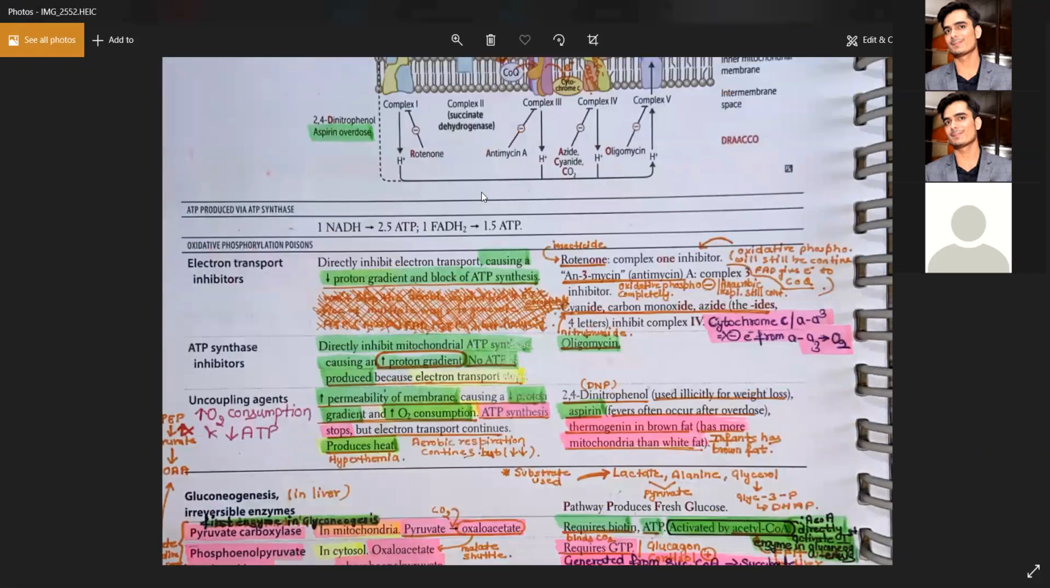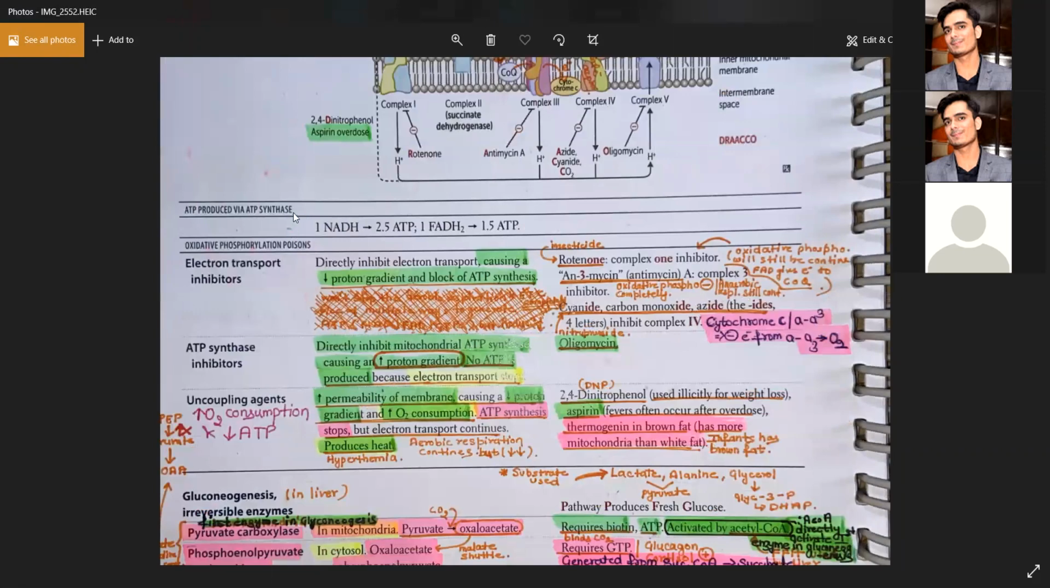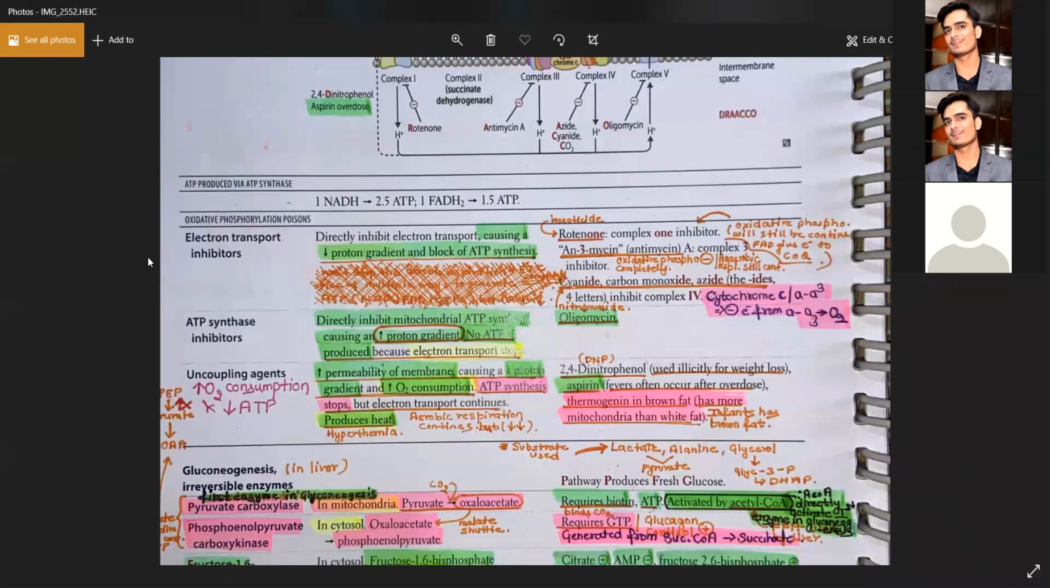Okay, you should remember this fact that one NADH molecule will form 2.5 ATP, and one FADH2 molecule will form 1.5 ATP. The electron transport inhibitors, I already told you about: rotenone, the complex 1 inhibitor; antimycin, the complex 3 inhibitor; the cyanide and the carbon monoxide, the complex 4 inhibitors; and the oligomycin, the complex 5 inhibitor.